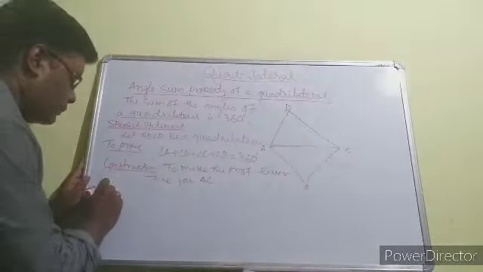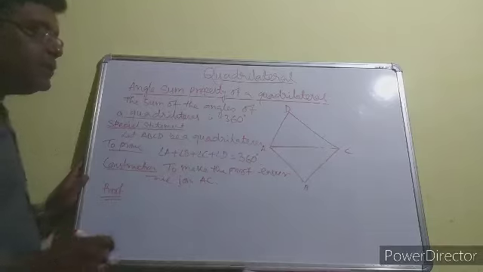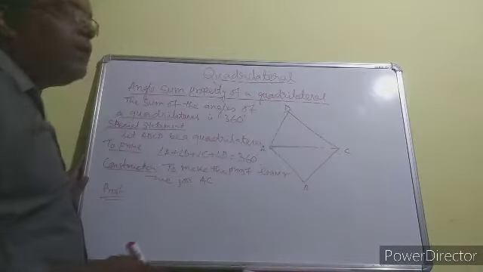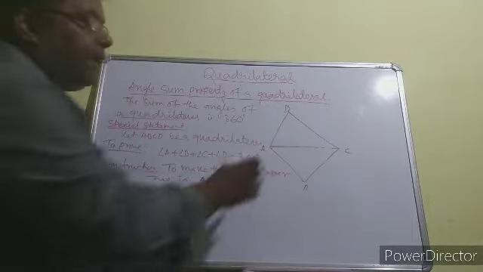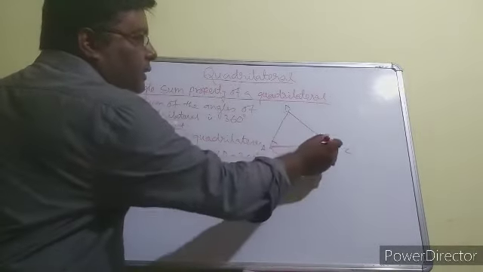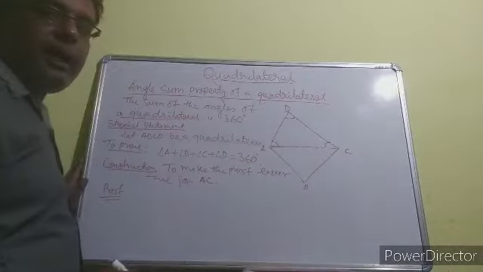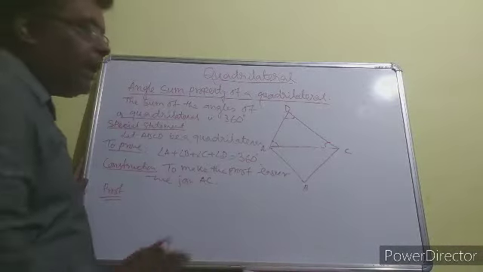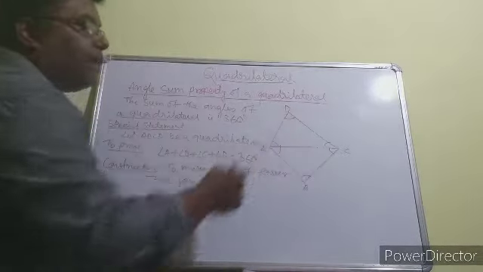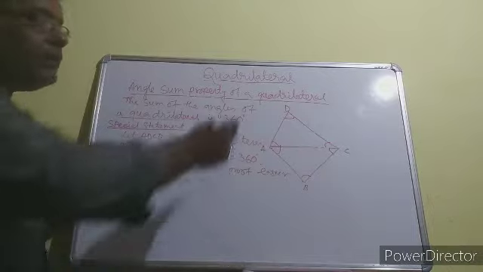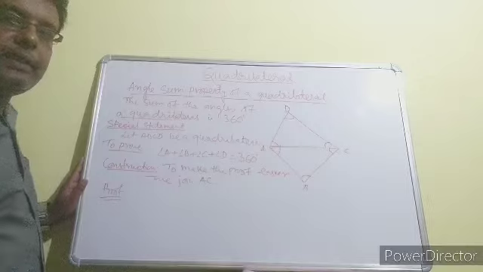Now the proof. So how do we prove it? By this diagonal, the quadrilateral is divided into two triangles. The sum of the angles of this first triangle is 180 degrees, and the sum of the angles of the triangle ABC is also 180 degrees. Now if we add all the angles, we get 180 plus 180, 360 degrees.